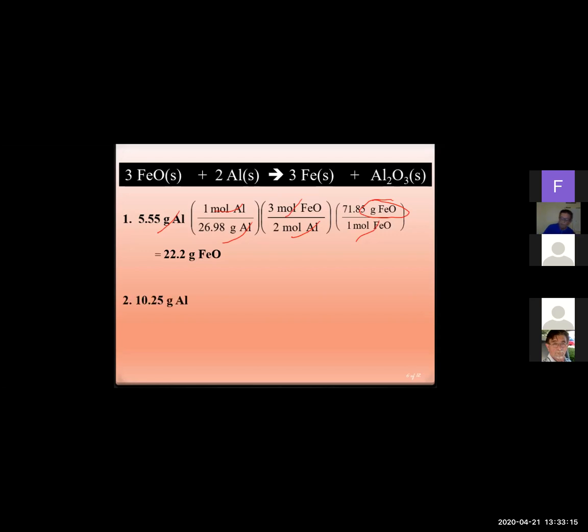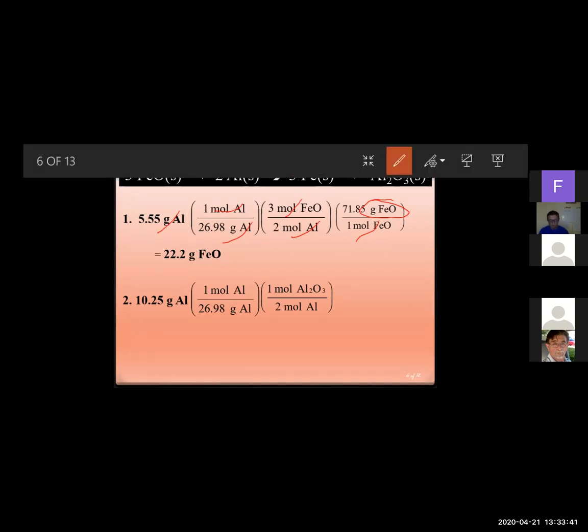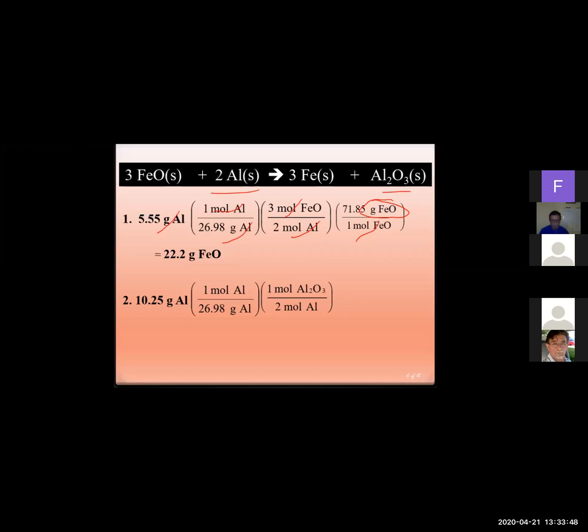Okay, second part of the equation says you're given 11.25 grams of aluminum. And so we want to convert that to moles, again, like we did in the first example. But in this case, we're going to use a different ratio. Why? Because the question asks, how much aluminum oxide am I going to make? So we're just concerned about the aluminum and the aluminum oxide, okay?